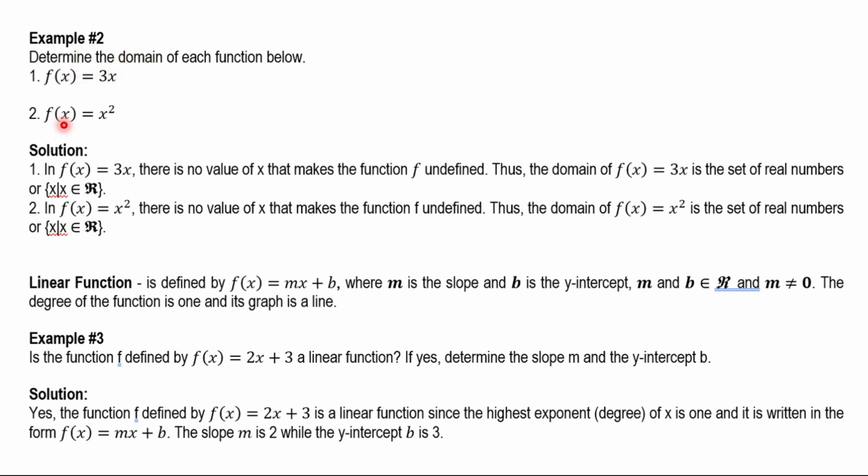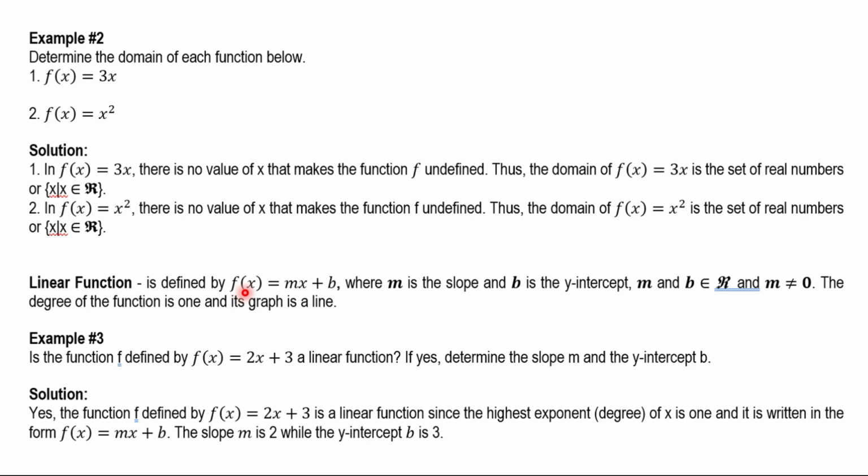Example number 2, f of x equals x squared. Still, there's no value of x that will make our function undefined. So, all values are allowed, positive or negative. Therefore, our domain is the set of real numbers, or the set of x such that x is an element of real numbers. Let us continue. A linear function is defined by f of x or y.